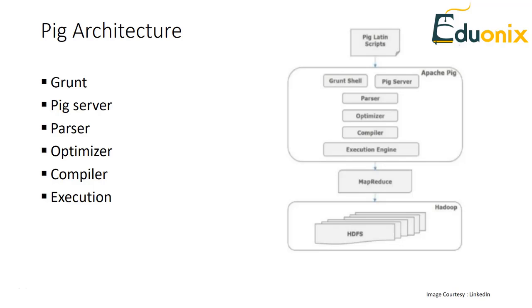Parser component converts the Pig Latin to a logical plan. A logical plan is a directed acyclic graph, a DAG, which represents the statements and operators. Optimizer then optimizes this logical plan internally. And we have a compiler which would convert this logical plan to a physical plan and then reduce it to a MapReduce plan.